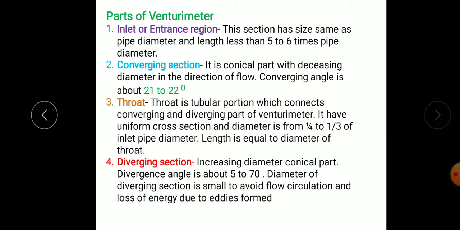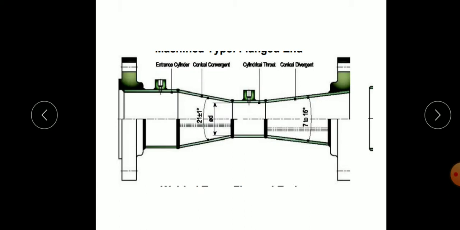So we can see the specification. This is the inlet region or entrance region. This is the converging zone or converging cone with a convergence angle of 22 degrees. Then this is the throat section, and after that there is a diverging section. So in the divergence we can see there is a gradual increase in the diameter. The angle is not too high.